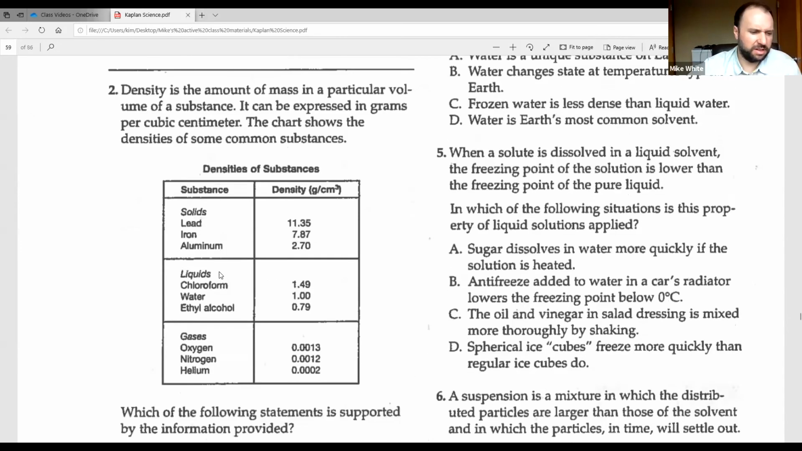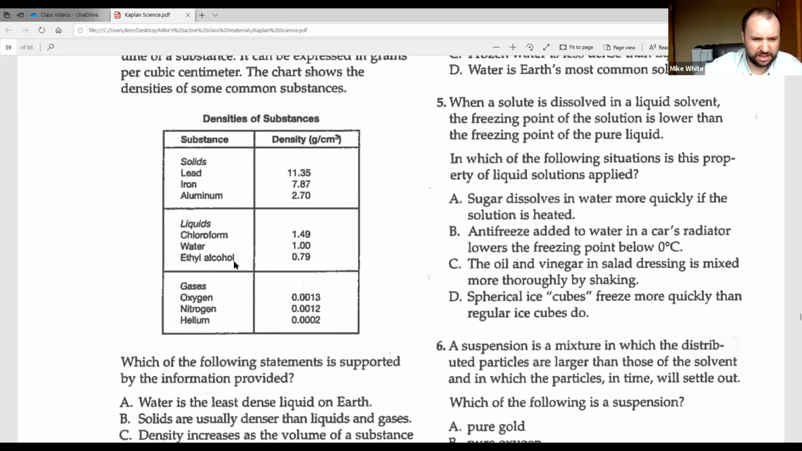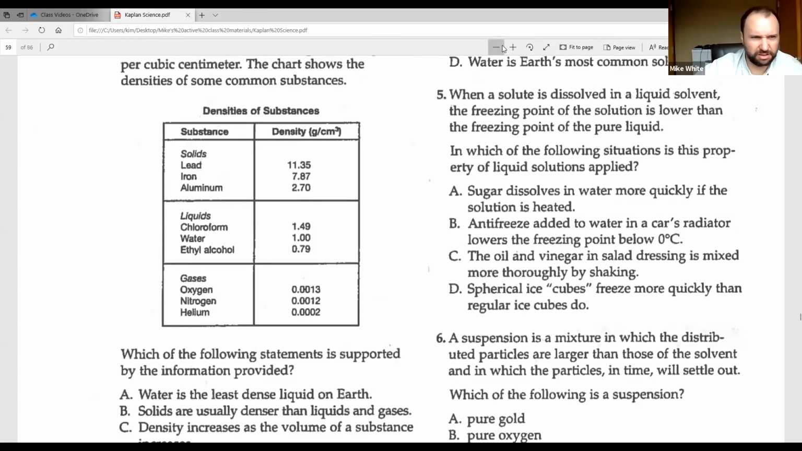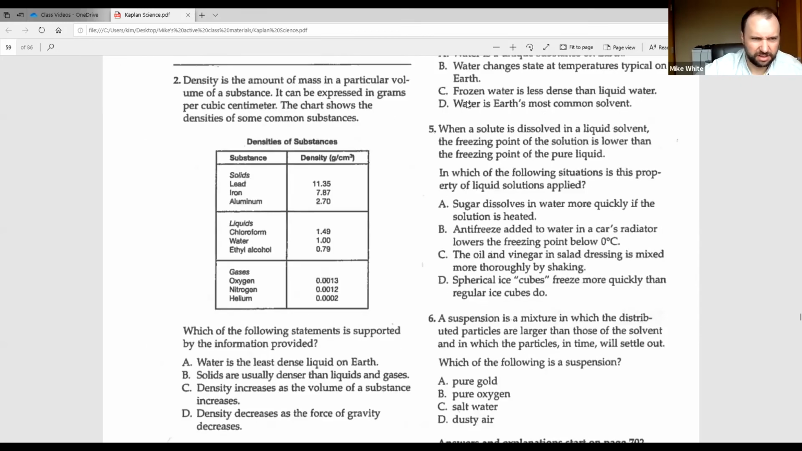All right, so let's do at least number 2 here. So let me zoom back out. So number 2, density is the amount of mass in a particular volume of a substance. It can be expressed in grams per cubic centimeter. So in other words, how heavy something is per how big it is, right? That's what we're talking about with this. And heaviness is relative to gravity, and so I don't want to get into Alex critiquing me anymore, but you get the idea, right?